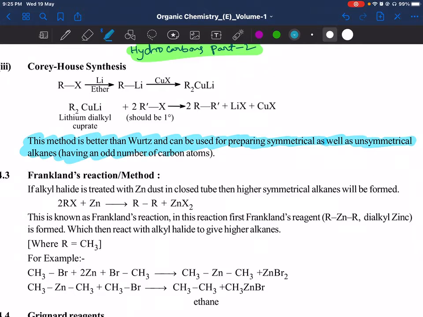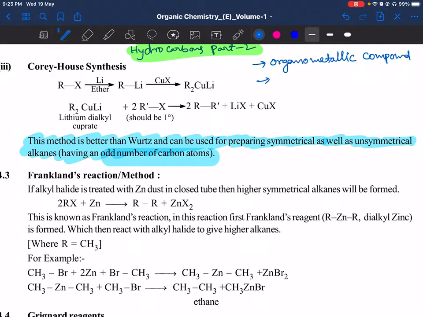Okay, students, so this is a point. If you take the alkyl halide, when it reacts with lithium, an alkyl lithium organometallic compound forms. This reaction takes place through the formation of an organometallic compound. So first, the organometallic compound will form.